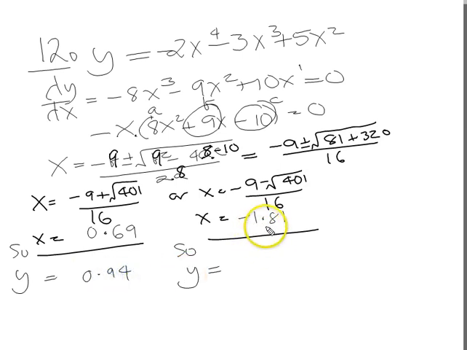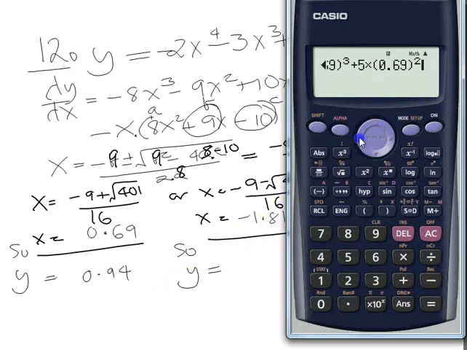Now instead of 0.69, we got minus 1.81. So I need to go to my calculator, and I'm just going to double check that those entries are right before I go on to the next problem. Minus 2 times something to the 4. Minus 3 times would have been something cubed, wouldn't it? And then plus 5 times the something squared. Yep, everything's right.